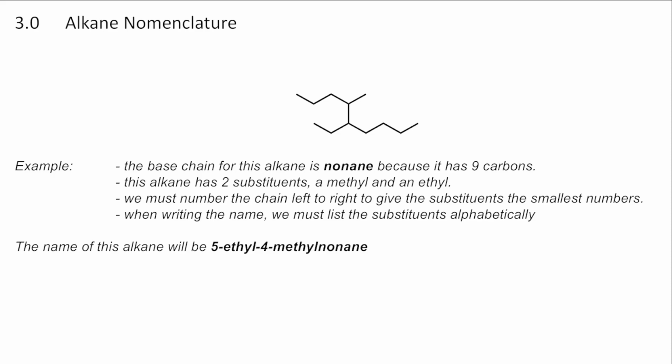Here's another example. What we're going to do is find the longest carbon-carbon chain. If we start from up here, we can find a carbon chain that goes down this way. This will be our base chain. And this has 9 carbons, so our base chain in this case is going to be nonane. You can see we have a 1-carbon substituent here, which is going to be a methyl. And over here we have a 2-carbon chain attached. An alkane with 2 carbons is called ethane, so this one becomes ethyl.